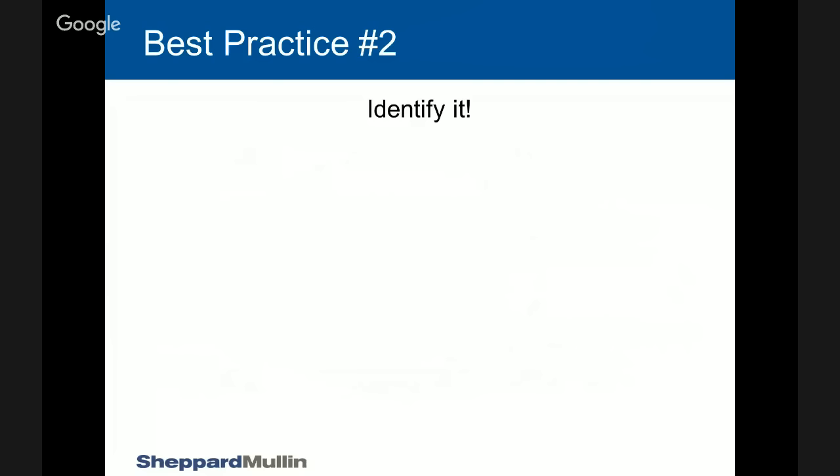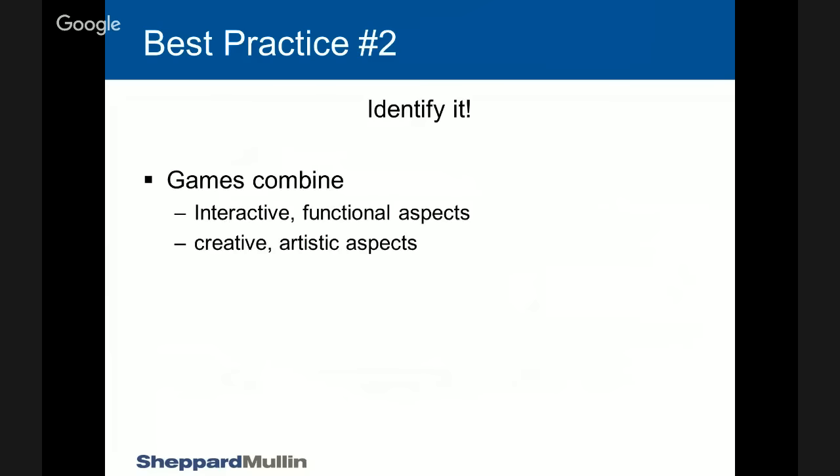Okay. The next area is identifying your IP. And again, this sometimes sounds like easier said than done. There's many different types of IP, and even within the different types, like patents, copyrights, trademarks, and trade secrets, many times people don't fully understand what is it that's protectable by patents in the game context, right? What can I copyright, etc.